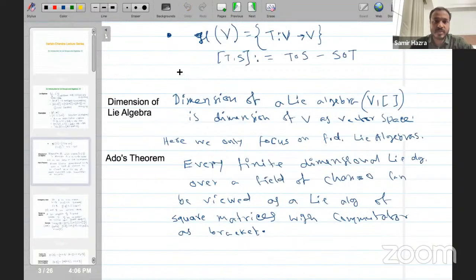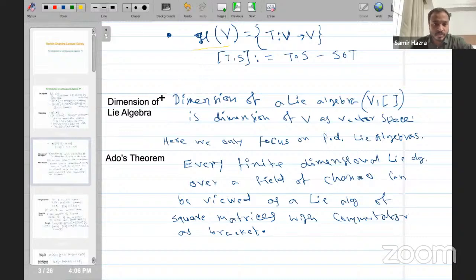So similarly, GLV, this is again a notation. GLV stands for the set of all linear operators from V to V, where V is a vector space. Then we can use the composition of linear maps to define this bracket. Basically [T, S] is again TS minus ST. In such a way, we can give this GLV a Lie algebra structure. So this is again a Lie algebra.